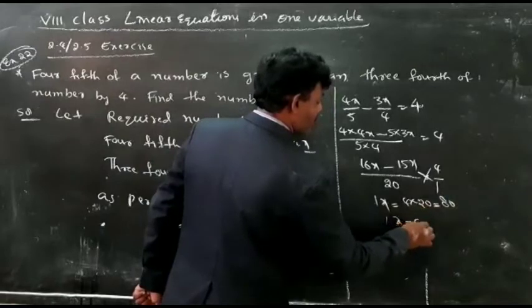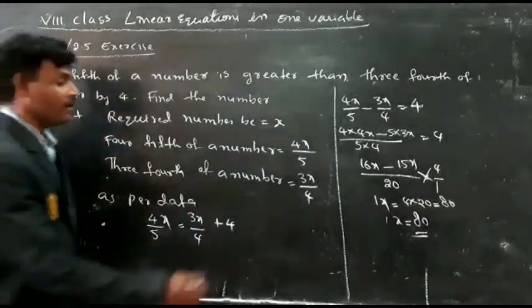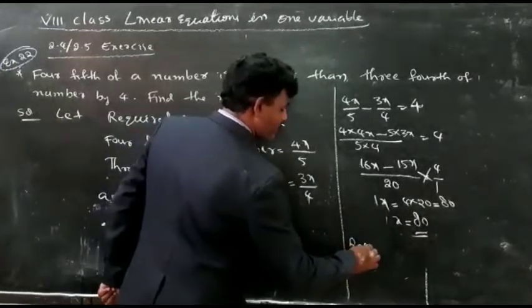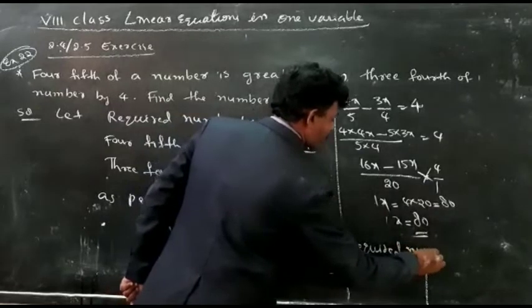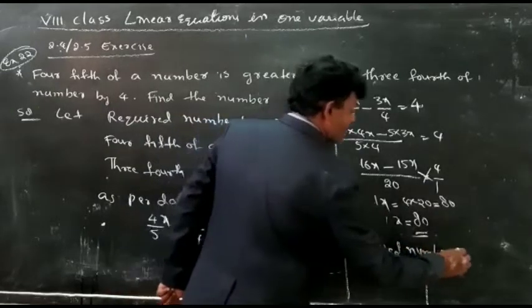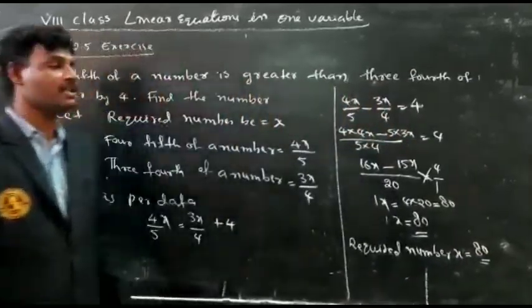So what is the value of x? 80. x means the required number. Here the required number x is equal to 80. So here the required number is 80.